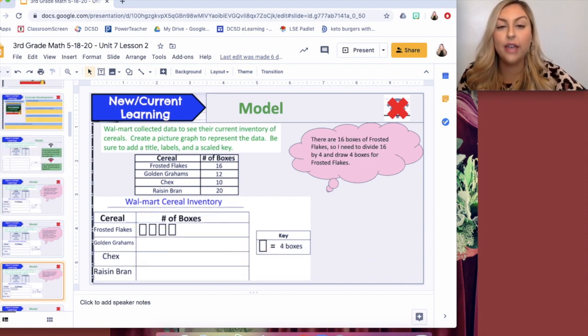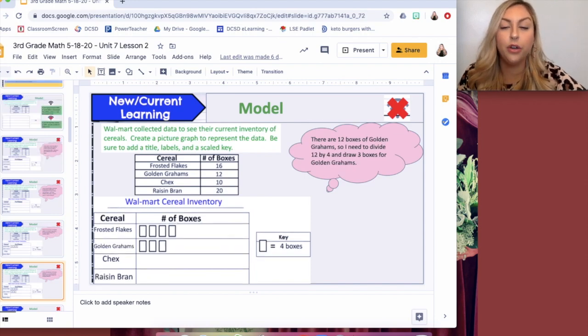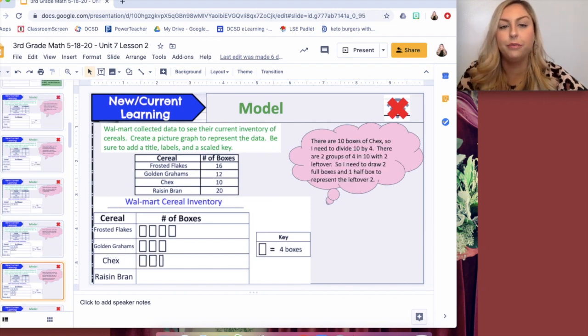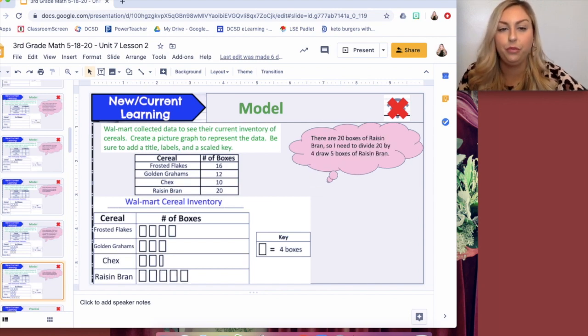Okay, so Frosted Flakes, there were 16 boxes, so we're going to use 4 rectangles because 4 times 4 is 16. There are 12 boxes of Golden Grahams, so I need to divide 12 by 4 and draw 3 boxes for Golden Grahams because 4 times 3 is 12. There are 10 boxes of Chex, so I need to divide 10 by 4. There are 2 groups of 4 and 10 with 2 left over. So now I need to draw 2 full boxes, and then I need to draw half of a box to represent the leftover 2. There are 20 boxes of Raisin Bran, so I need to divide 20 by 4, and I'll draw 5 boxes of Raisin Bran to do that.